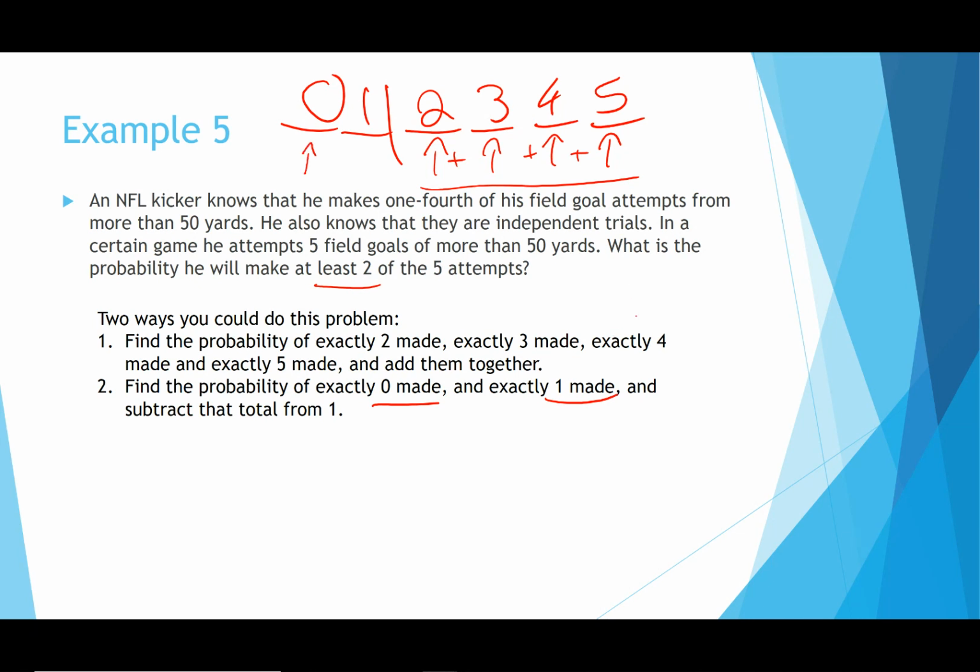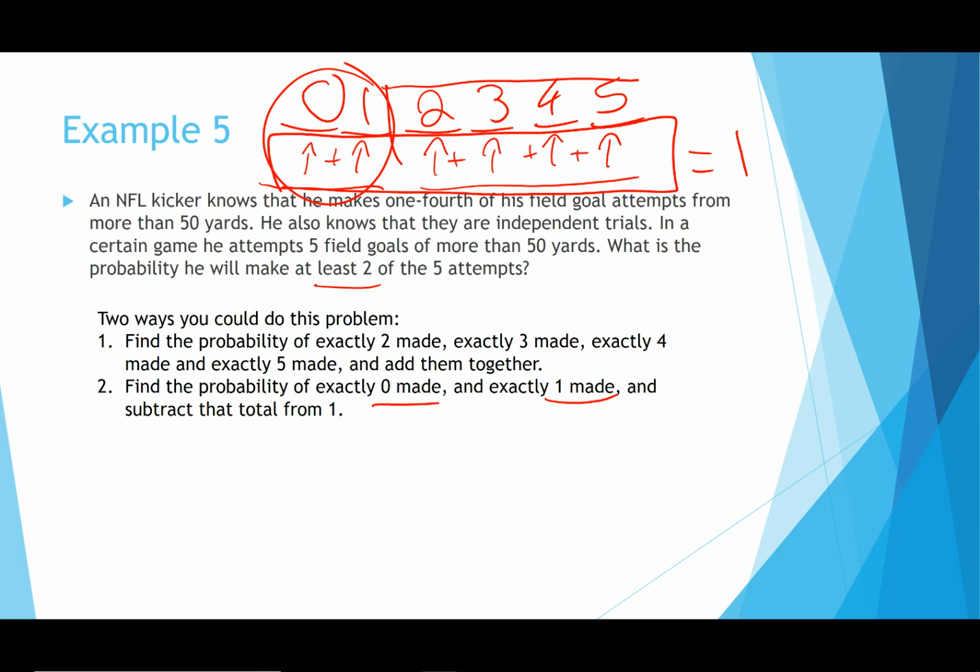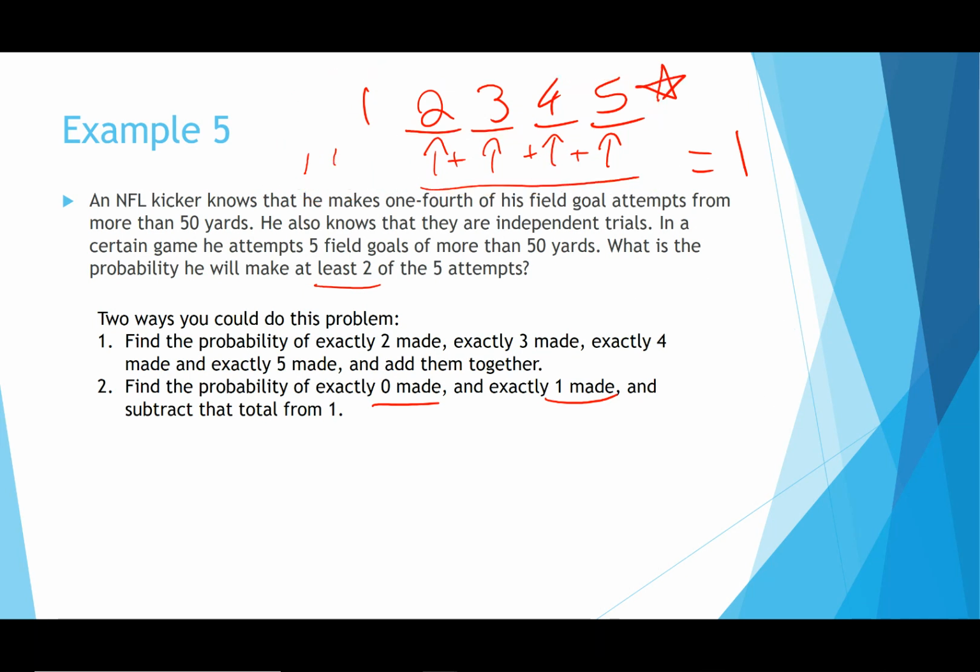Or we can find the probability of him making none and the probability of him making 1, and take the difference, because when you add up all of these, we know that the sum would always equal 1. So if I know what this is, then I'll know what's left over would be the probability he makes at least 2. I'm going to go with the second option because it only requires me to use the formula twice rather than 4 times, and then just do the difference. I think that'll be easier.